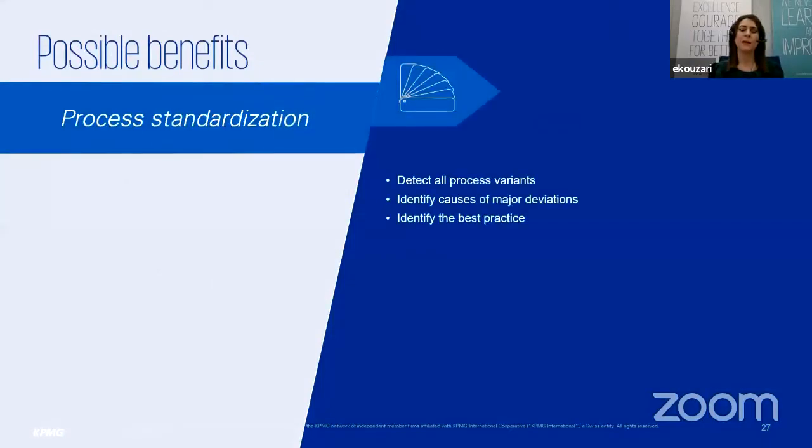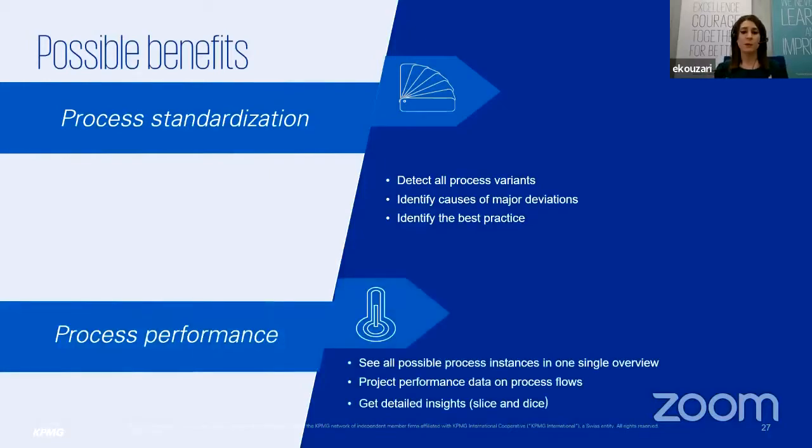So, possible benefits. Of course, process standardization. Instead of having the same process executed different ways, causing delays, we can detect the process variants, we can identify the deviations, we can find the happy path and try to create a standardized process that will be followed throughout the execution of the process. Process performance: we can see all the process instances, we can see which are causing delays, and we can get detailed insights.